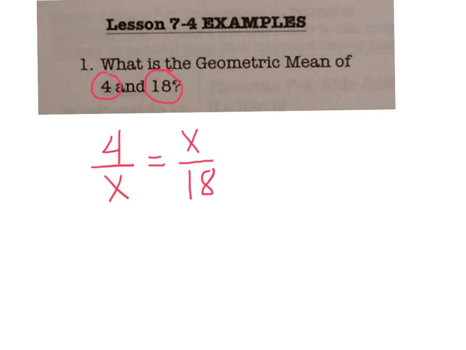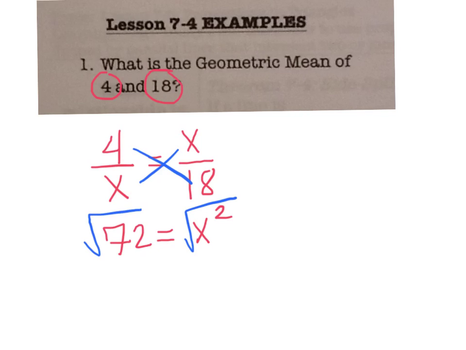So the way we're going to solve this is to cross multiply. So we get 4 times 18, and we need to set that equal to x times x. So 4 times 18 is 72. And again, we set this equal to our value of x times x, which is just x squared. So our next step is going to be to square root both sides so that I can undo the square that we have there.